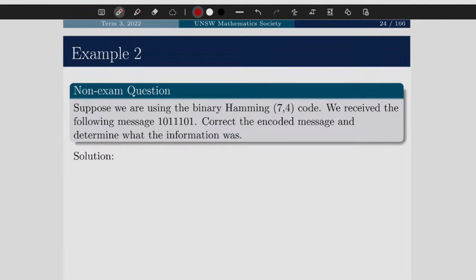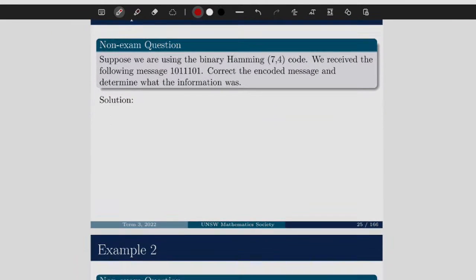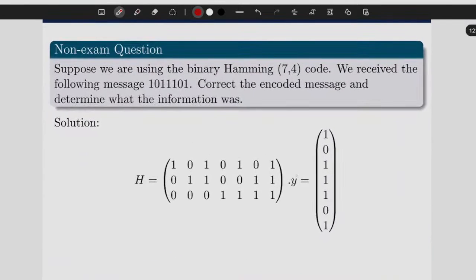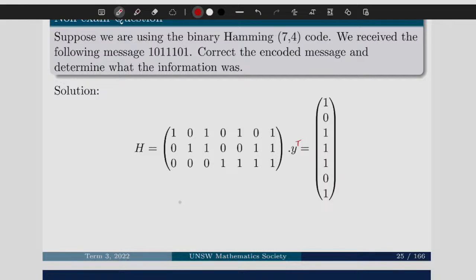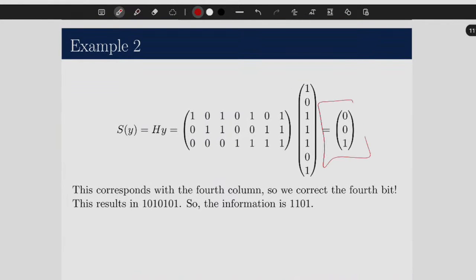Non-exam question. Suppose we are using the binary Hamming 7-4 code. We receive the following message. Correct the encoded message and determine what the information is. This should be a Y transpose, my bad. So this is the Hamming 7-4 code, as I've had on this page for a while now. I'm writing the message, transposing it, and calling that our Y. And in congruence with our syndrome, we want to find the matrix multiplication of these, which you can throw into any program or software, and you end up getting 0, 0, 1.